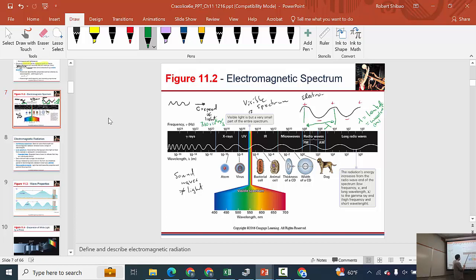Ultraviolet, X-rays, gamma rays. Gamma rays have extremely short wavelengths and extremely high frequencies. Gamma radiation can have 10 to the 22nd, 10 to the 24 cycles per second, or hertz. So when we're looking at the distances here, the wavelengths of X-rays are about the same size as what? Atoms. About the same size as atoms.